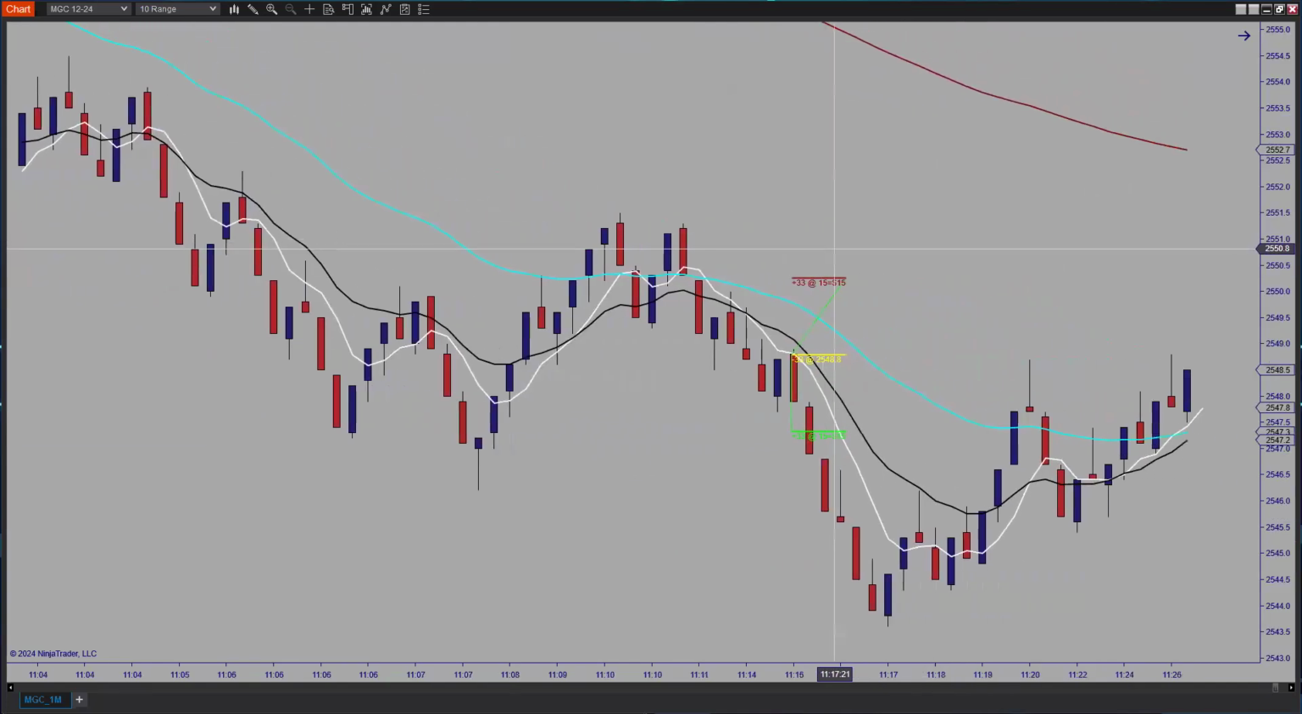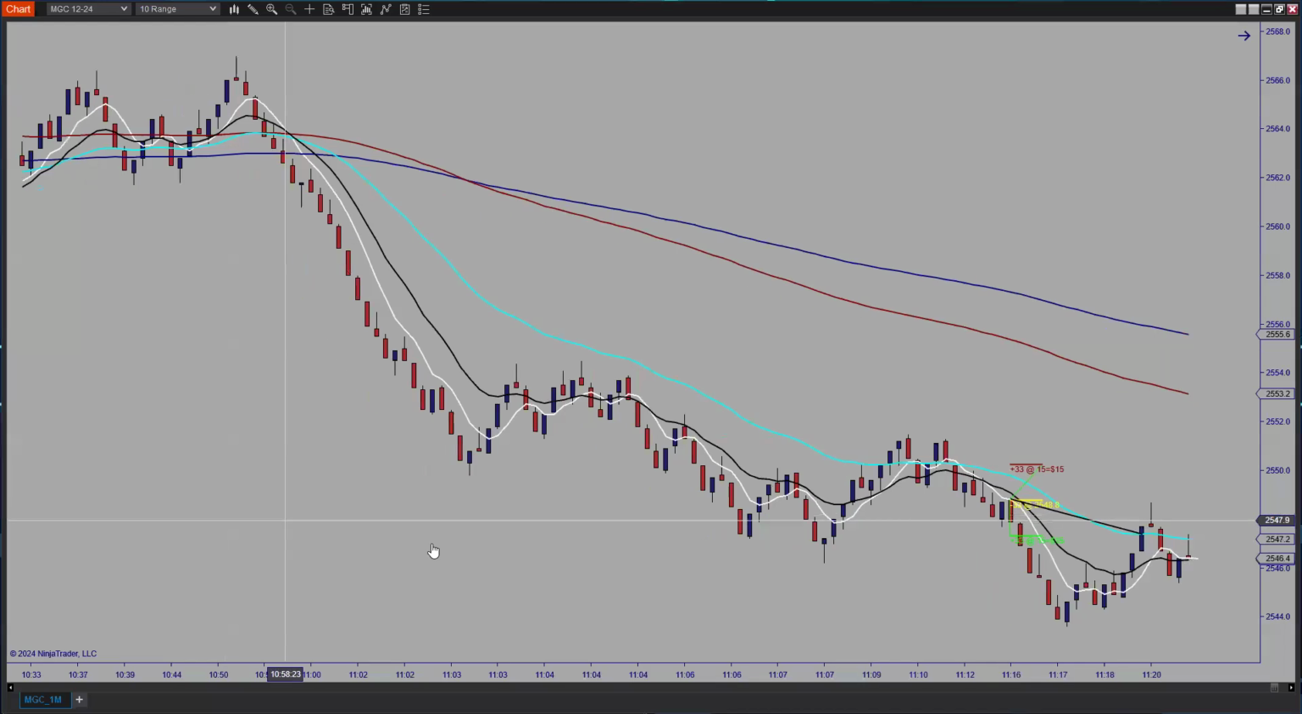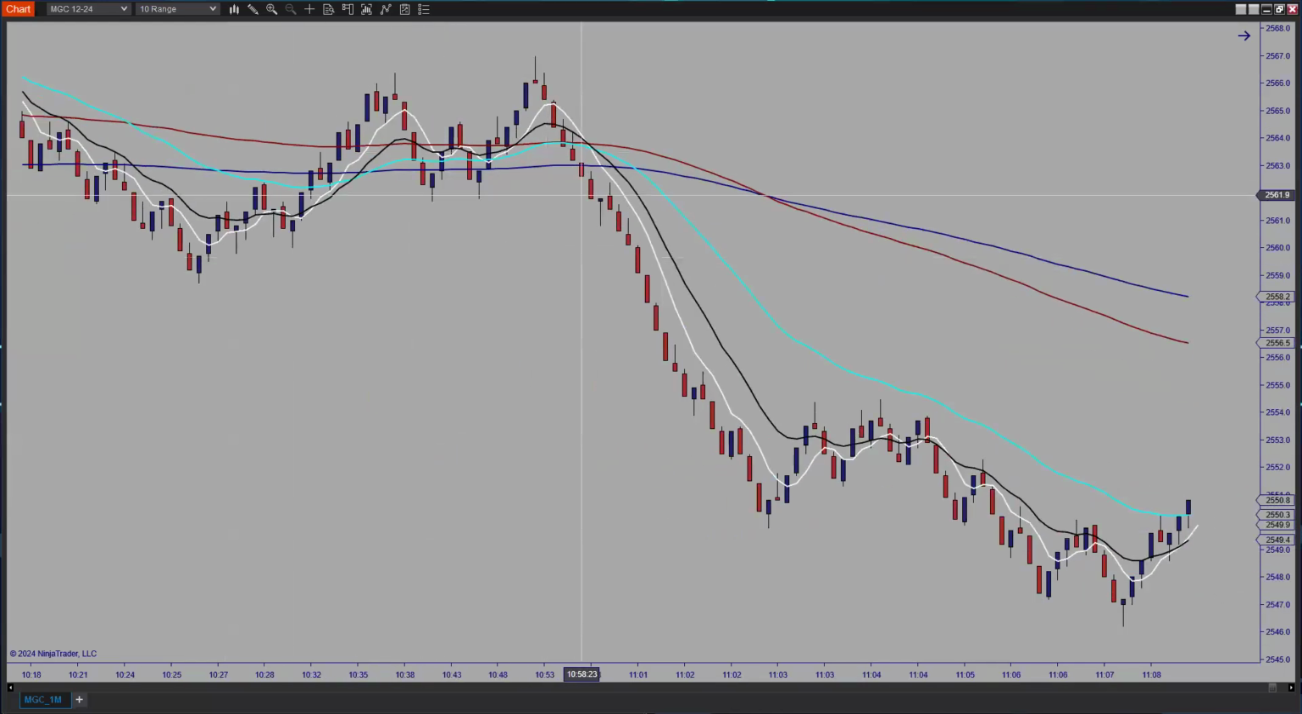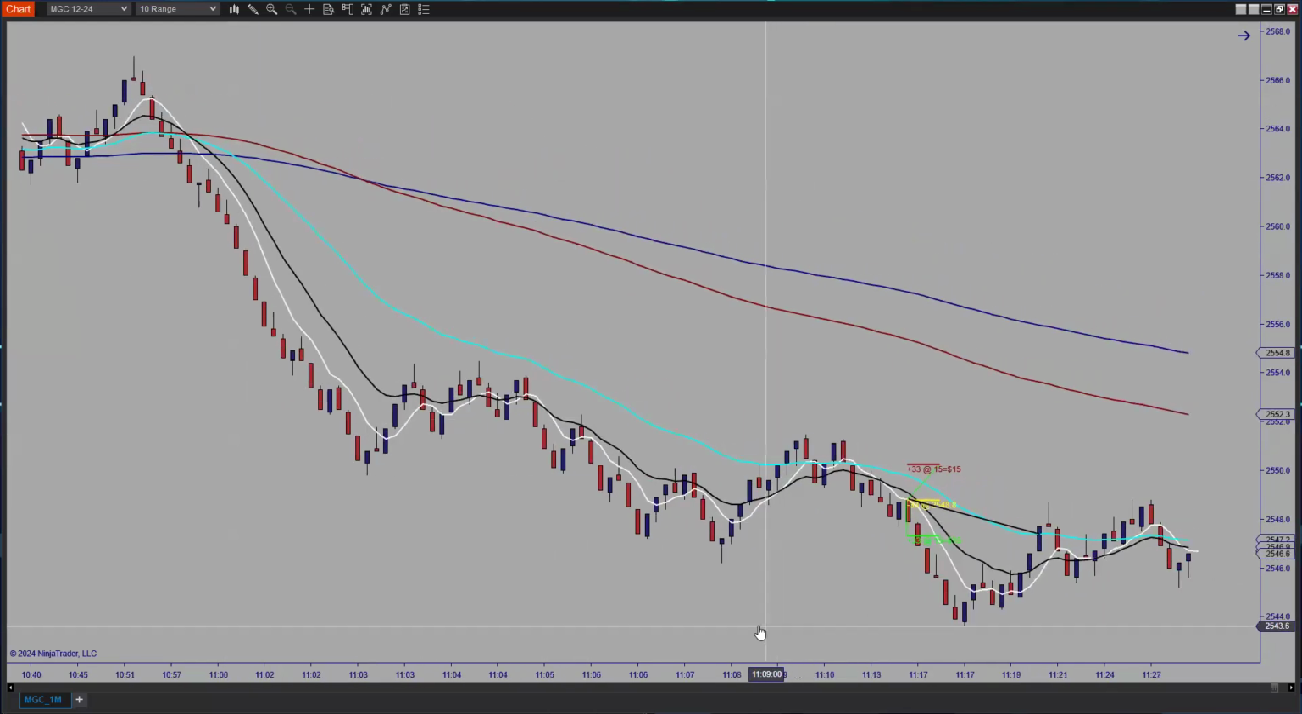Let's see. This one would have gave you 1-to-1 and then a little bit extra on the runner, maybe a 0.5, 0.8, somewhere in there. Look at the trend trade coming up at 1048. On this one in here, oh, 1148.